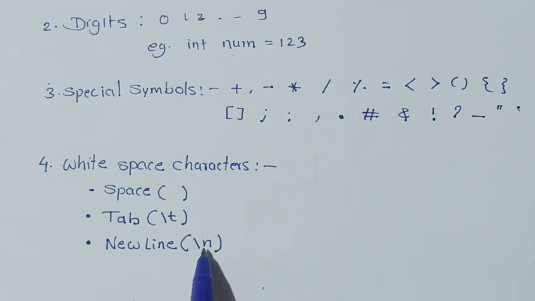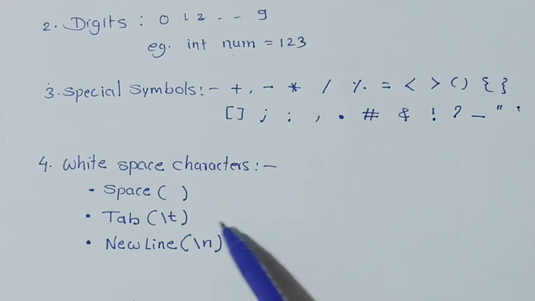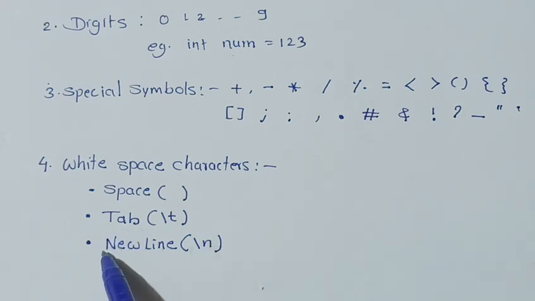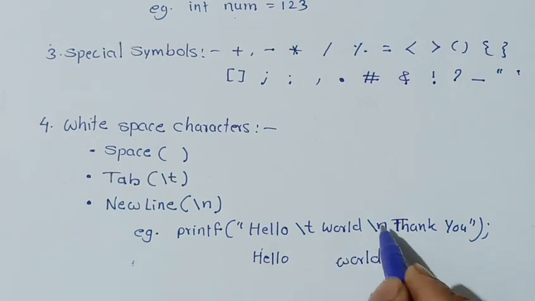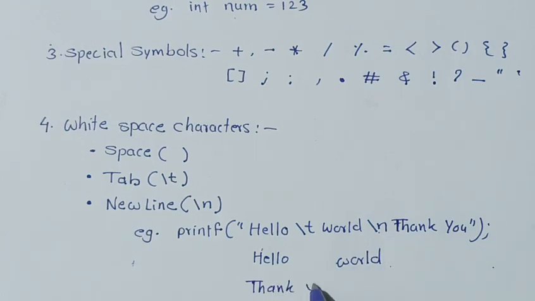New line means it will start from a new line. Suppose we are writing slash n, it will skip all the spaces in front of that line and go to the new line. These are some white space characters we are using. You can see an example here: printf hello slash t world slash n and thank you. How will it print on your output screen? Hello, then it will leave 4 to 5 spaces, and then world slash n means it will skip the rest of the line, go to the next line and print thank you. So these are the white spaces you are using in your program.